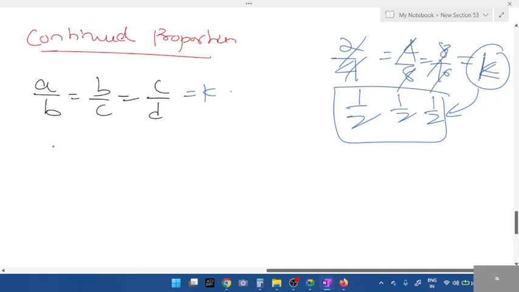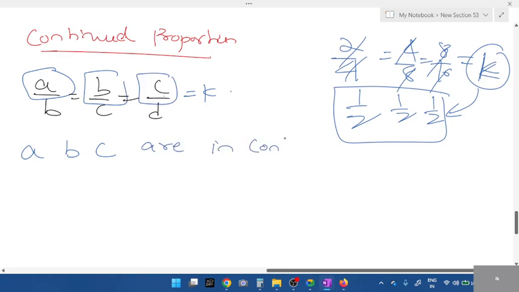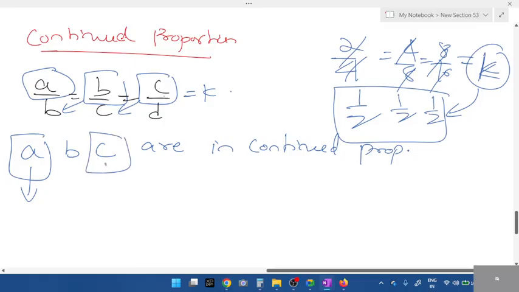Now the formula for K, students. In this, A, B, C are in continued proportion. Look, whatever is in the numerator, we call it A, B, C. A, B, C are in continued proportion. How do you check? B should get repeated here, C will get divided. So A, B, C are continuous proportion. In that, A is called the first proportion, B is called second, C is called the third proportion.